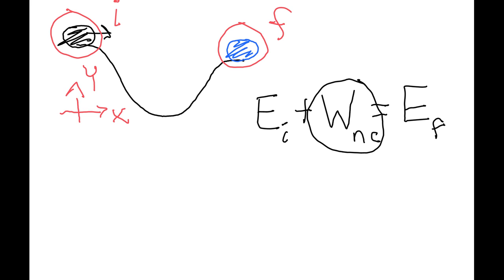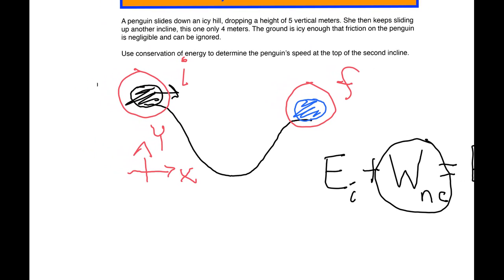But what about the normal force? Anytime we have an object on a surface, there's a normal force on it. But if we look at the direction of the normal force on the penguin at any time, so for example, let's just choose a random time when it's partially down the hill. That normal force is always going to be perpendicular to the surface. So initially, it's this way, right? That's the direction of the normal force.